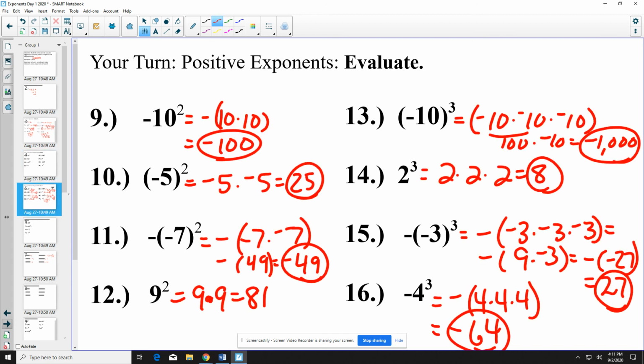Okay, so now that you're done, check number 9. It should be negative 100. Number 10 is a positive 25. Number 11 is negative 49. Number 12 is 81. Number 13 would be a negative 1,000. 14 is 8. 15 is positive 27. And 16 is negative 64.